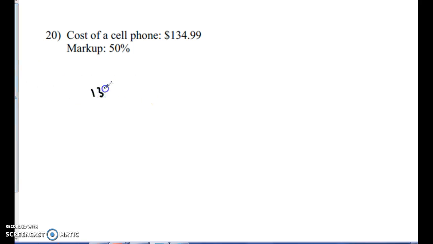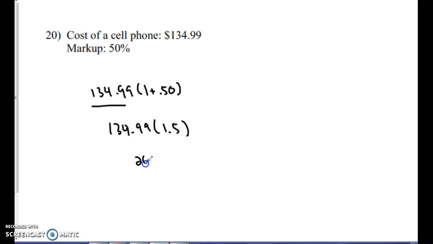I'm taking $134.99. I'm taking 1 and adding 50% to it. That 1 represents the $134.99. So I'm taking $134.99 and multiplying by 1.5. So when I do that, I got $202.49. That's one way for me to think about it.